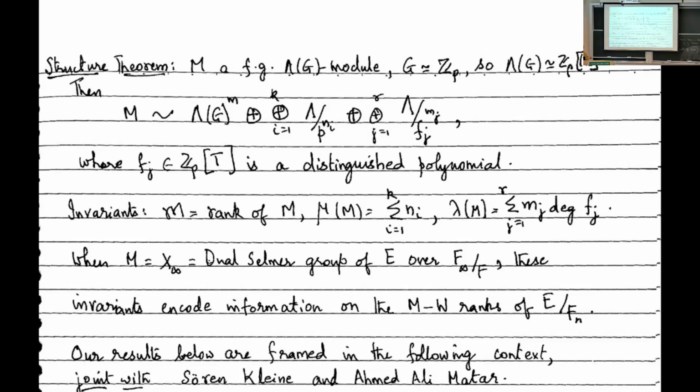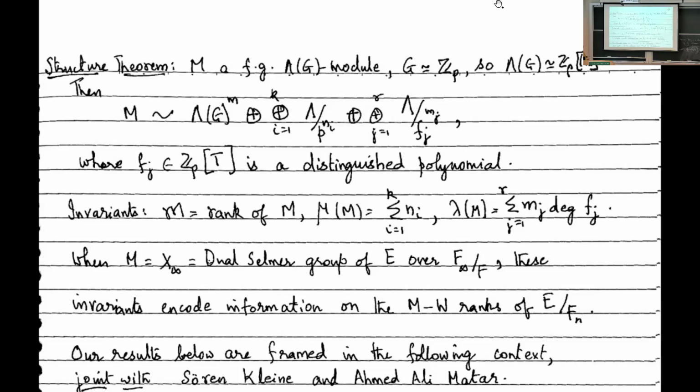So the first is the rank. That's the free part here. And then the mu invariant is you count the number of times p occurs with powers, so you sum all the powers of p. That's the mu invariant. And then there's the lambda invariant, which is got by multiplying m_j with the degree of these polynomials and then summing them up. So this is somehow the free part up to Zp. This counts the number of Zp copies, and this counts the number of Fp double bracket T copies.